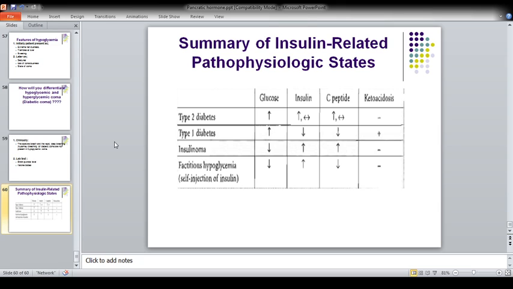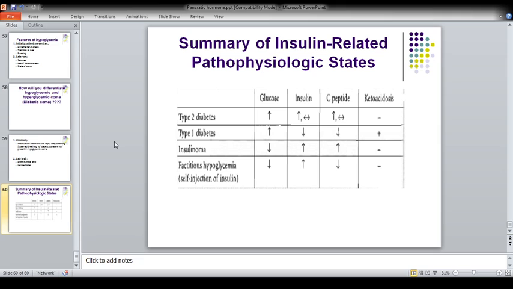So now let's look at a summary of insulin related pathophysiological states. In type 2 diabetes mellitus, there would be increased blood glucose level. As we know, insulin may be normal or insulin level may be increased, and the C peptide would follow this trend of the insulin. And ketoacidosis is not present because the insulin is still being produced in the body. Whereas in type 1 diabetes mellitus, glucose would be high, insulin would be low, C peptide would be low, and ketoacidosis can occur.